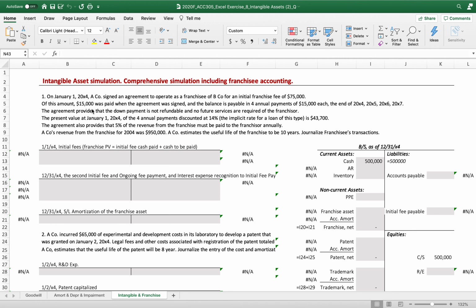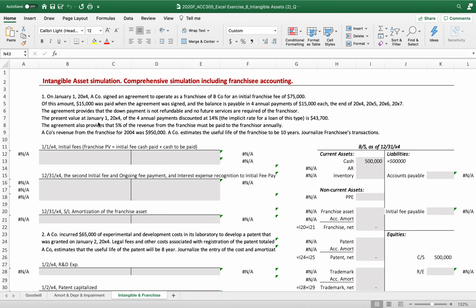Of this amount, $15,000 was paid when the agreement was signed, and the balance is payable in 4 annual payments of $15,000 each at the end of 2004, 2005, 2006 and 2007. So in total, 5 payments, $15,000 times 5, which is the $75,000 franchise fee. The agreement provides that the down payment is not refundable and no future services are required of the franchisor.